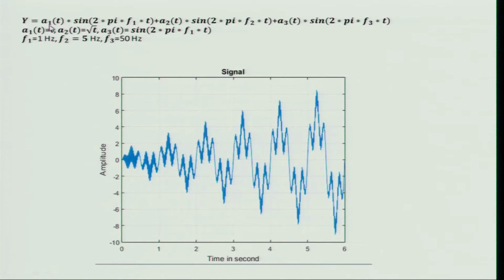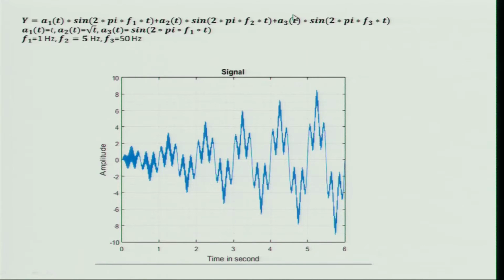This is another example. What you have here is another signal, with time on the x-axis and amplitude on the y-axis. y equals a1(t) sine 2 pi f1 t plus a2(t) sine 2 pi f2 t plus a3(t) sine 2 pi f3 t, where a1 is the amplitude and is a function of time. What are the values of f1, f2, f3? f1 is 1 hertz, f2 is 5 hertz, f3 is 50 hertz. So the frequencies themselves are the same, but the amplitudes are time dependent. a1 is linearly changing with time, a2 has a square root relationship, and a3, interestingly, we have chosen to be a sinusoidal function of time.